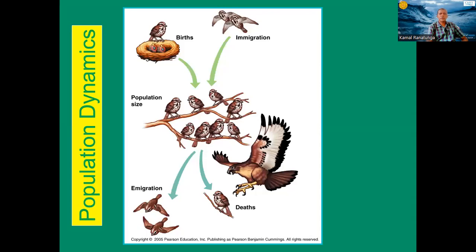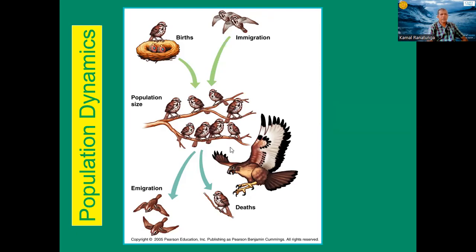Now, with all these population parameters, the other very important population parameter is what we call the population dynamics. Dynamics is how it changes over time, especially how the population's number changes over time. If you look at this image, you can get some idea about how the population size changes.